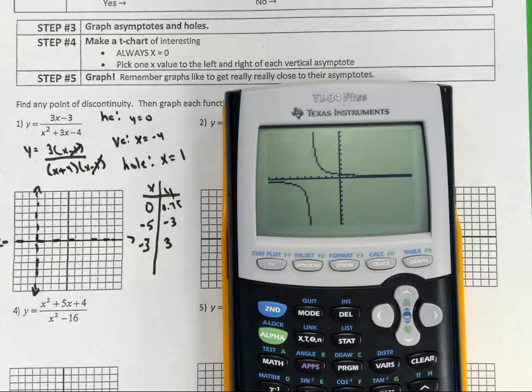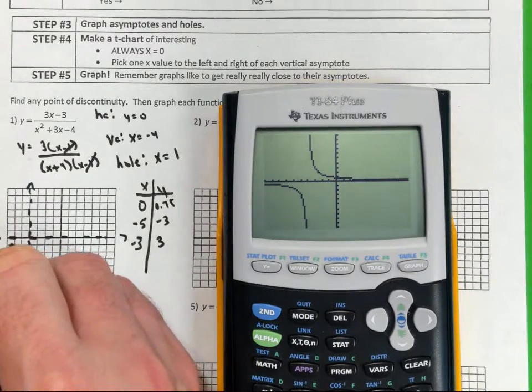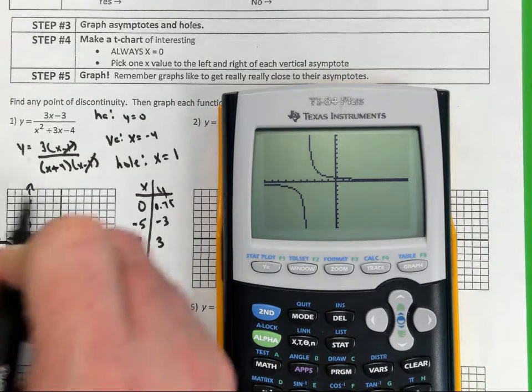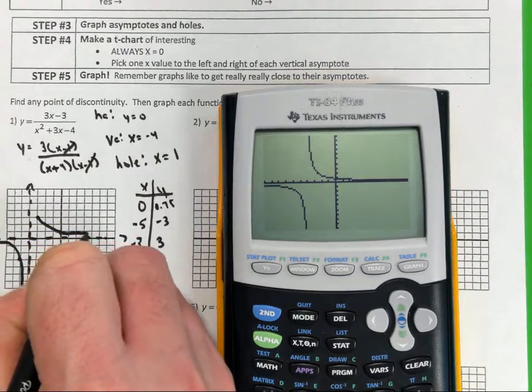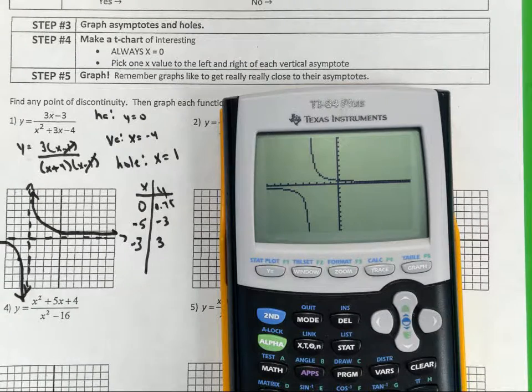If you look, we do have that vertical asymptote at x equals -4. We have a horizontal asymptote. It does not cross the horizontal asymptote here, so we would not draw it across it, okay? So, I'm going to graph my points. -5, -3. Remember, they get very close to the asymptote, but they do not touch it. -3, 3, 0 and 0.75. And that would be my answer.